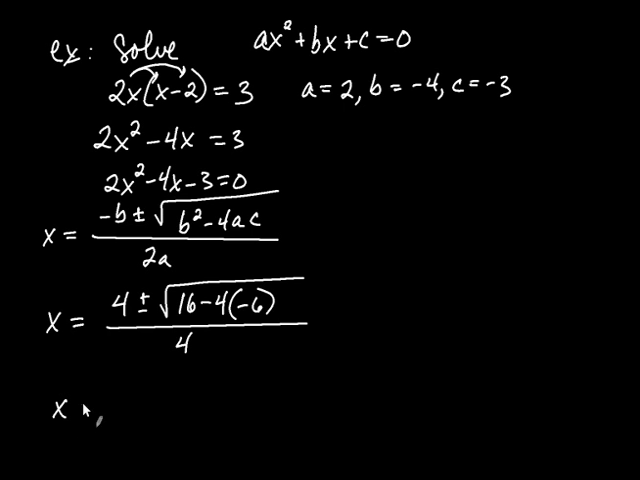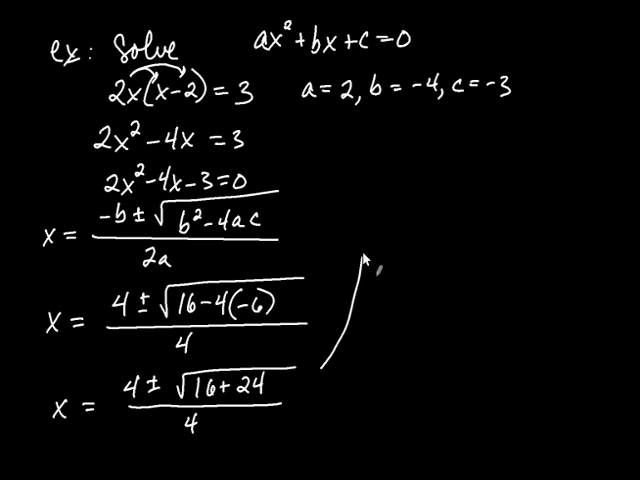So it's going to be x is equal to 4 plus or minus the square root of, well, it's going to be 16 plus 24. I multiplied negative 4 times negative 6, and then all over 4. So let's finish this up here now. So I've got x is equal to 4 plus or minus the square root of, well, 40 over 4.